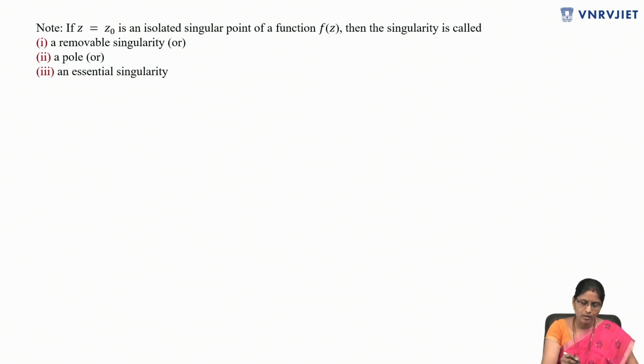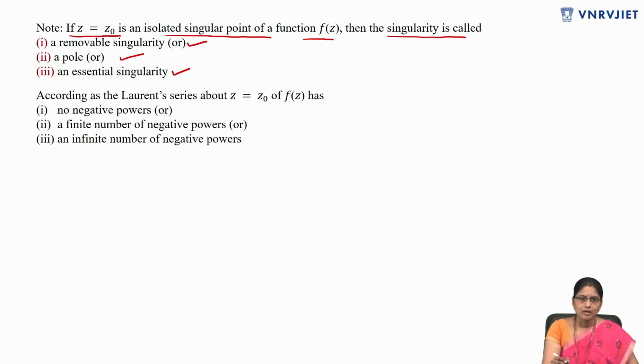Next, see an important note here. If z equal to z naught is an isolated singular point of the function f of z, then that singularity is called a removable singularity, a pole, or an essential singularity, according as the Laurent series about the point z equal to z naught of the function f of z has no negative powers, a finite number of negative powers, or an infinite number of negative powers.